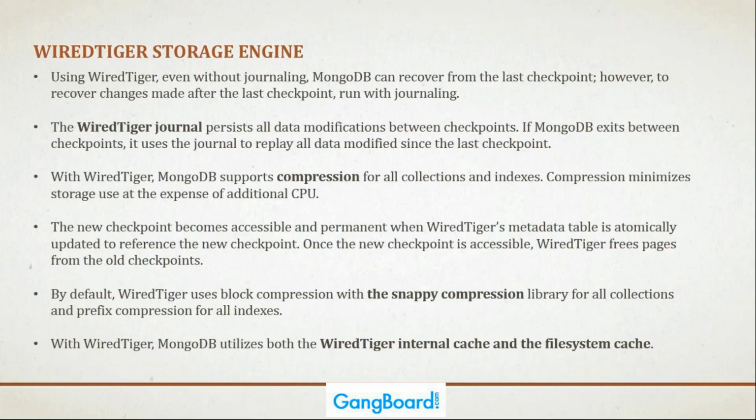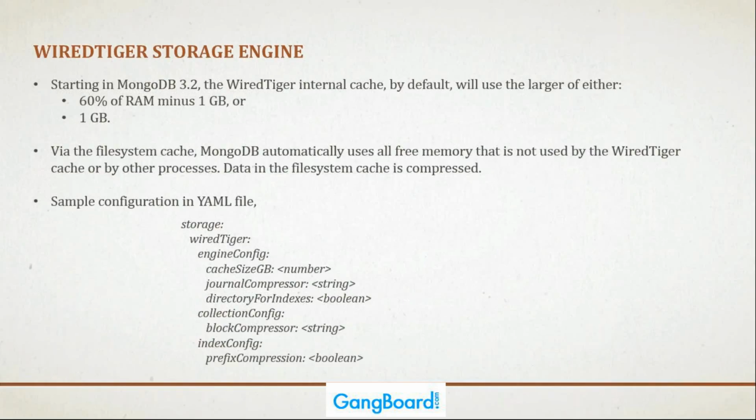There are two caches in WiredTiger, and this is how your RAM memory is used: the WiredTiger internal cache and the file system cache. This is all about the RAM memory. By default, 60% of RAM minus 1 GB is considered for the WiredTiger internal cache, or 1 GB, whichever is larger.